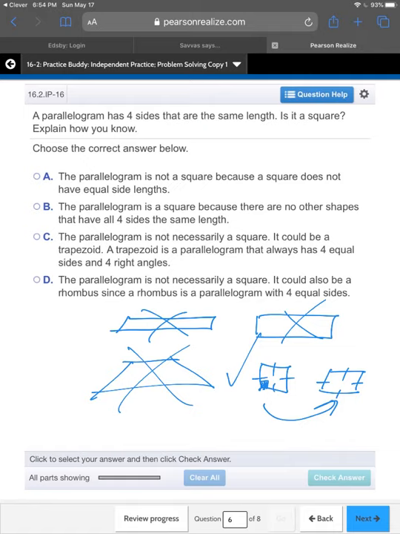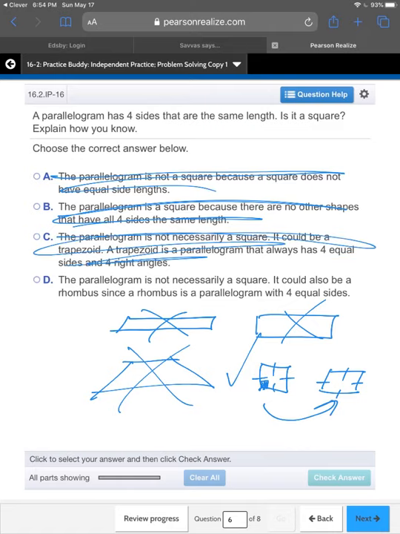So, a parallelogram is not a square because a square does not have equal length sides. Okay, that makes no sense. A parallelogram is a square because there are no other shapes that have 4 sides. Well, that's not true because we just said a rhombus has 4 equal sides. A parallelogram is not necessarily a square. It could be a trapezoid. Well, we know that a trapezoid is not a parallelogram. A parallelogram is not necessarily a square. It could also be a rhombus, since a rhombus is a parallelogram with 4 equal sides. Yay. Okay, so that's the right answer for number 6.